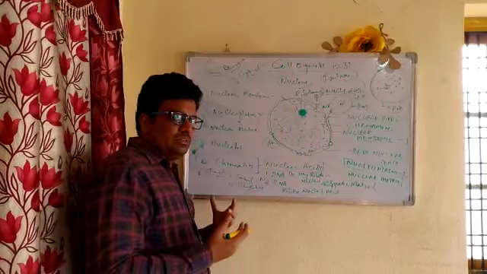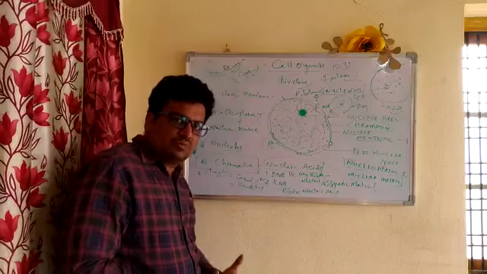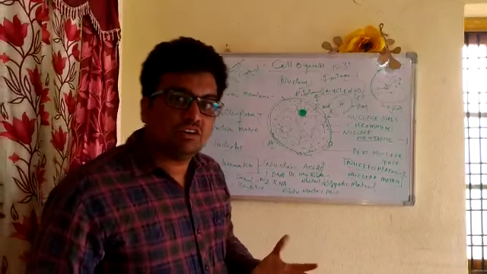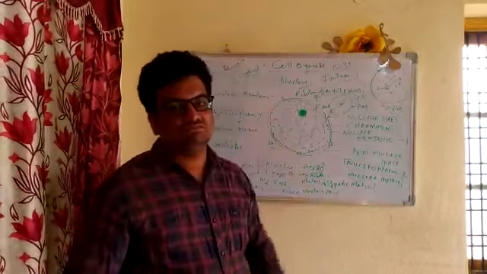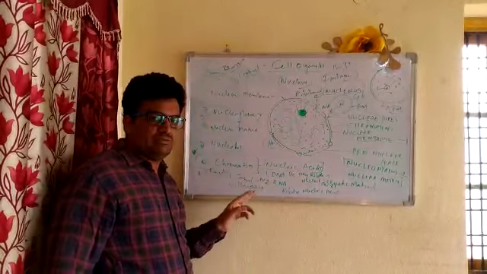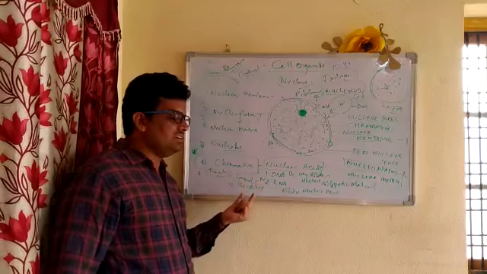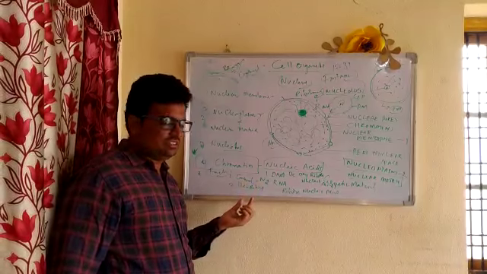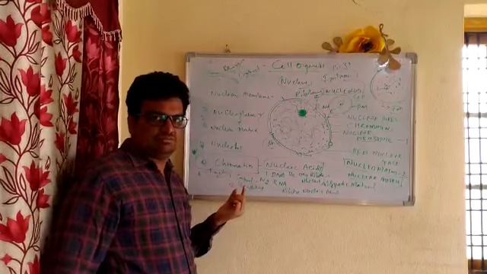It also helps in cell reproduction as well as reproduction of living organisms. So you have to remember these two points, since they are very, very important: it is the control center of the cell and it takes part in heredity.